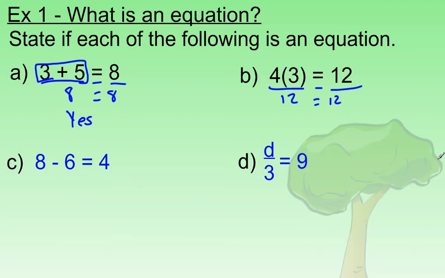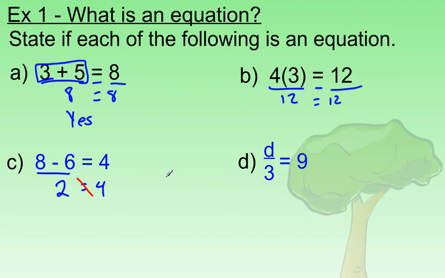If you could please do letter C, and then letter D is a little bit of a challenge. Well, sort of. Is that an equation? Go ahead and do it right now. Alright, so letter C, you should have found the answer is no, because 8 minus 6 is 2, and 2 does not equal 4. So letter C is not an equation.